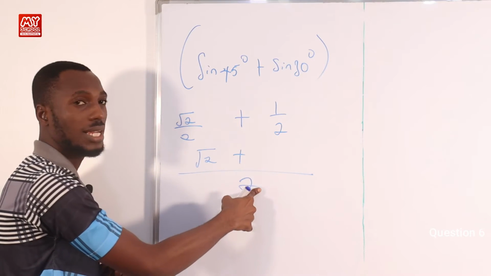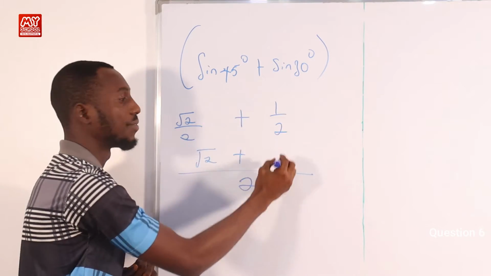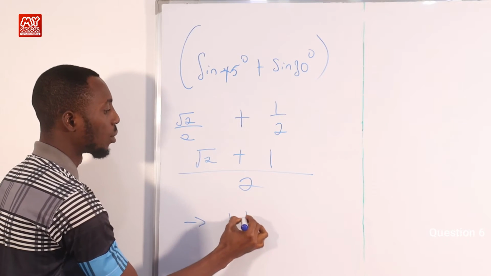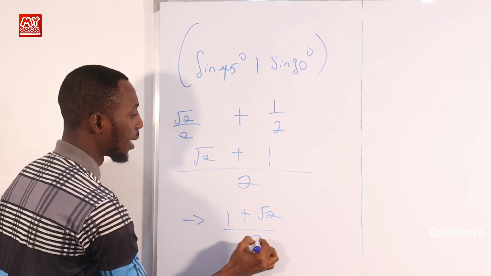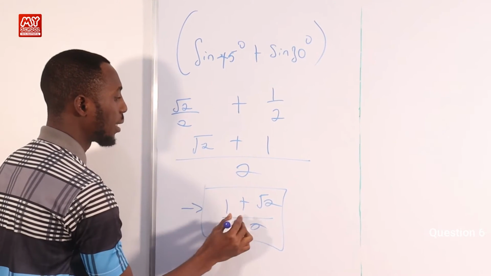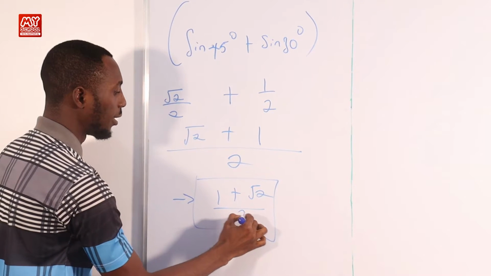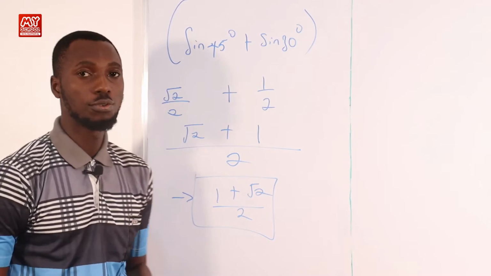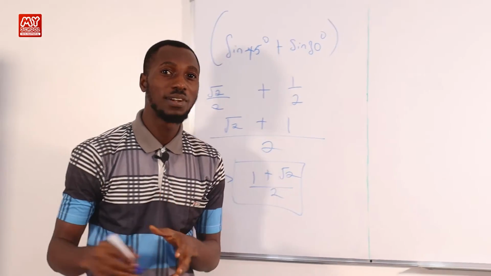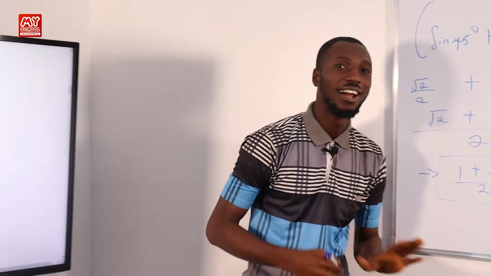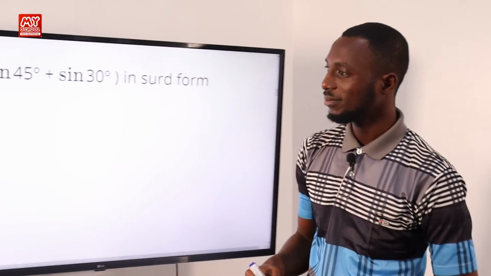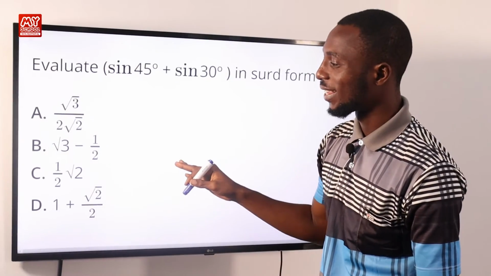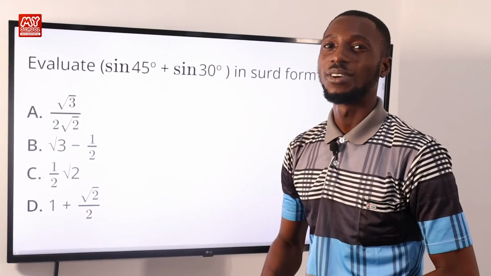Plus 2 in 2, that is 1. 1 times 1 gives you 1. So if you want to just arrange it, we would have 1 plus root 2 over 2. So that makes our answer in short form 1 plus root 2 over 2. So join me as we go back to the screen and confirm which of the options carry our answer. Look through it and you will realize that option D is the correct option.